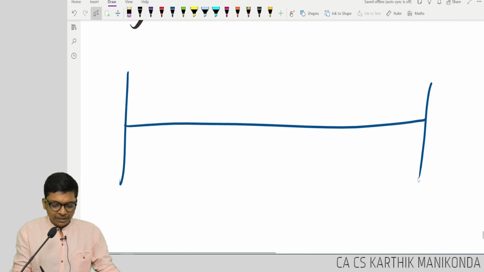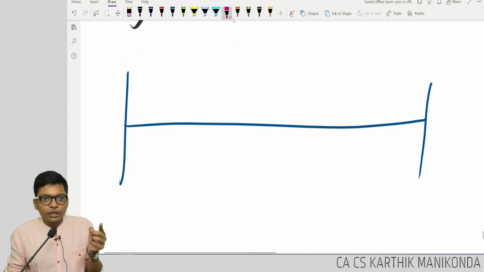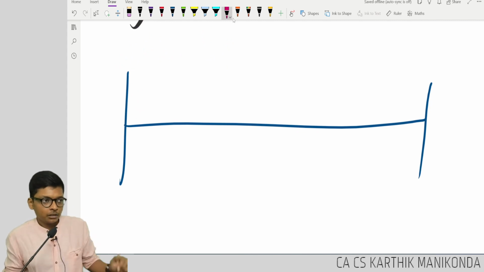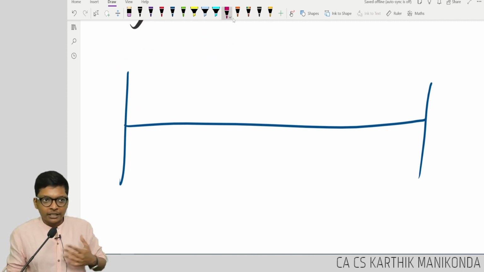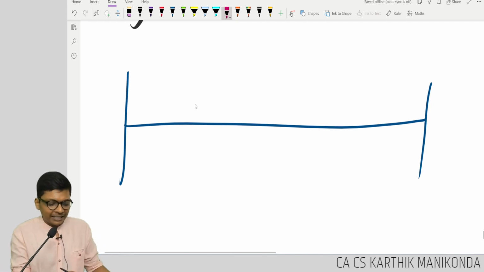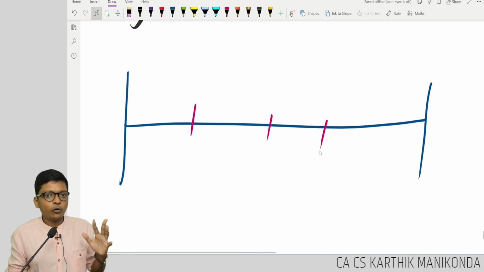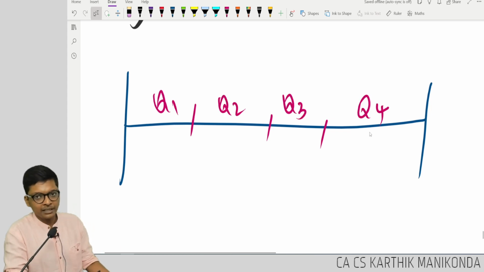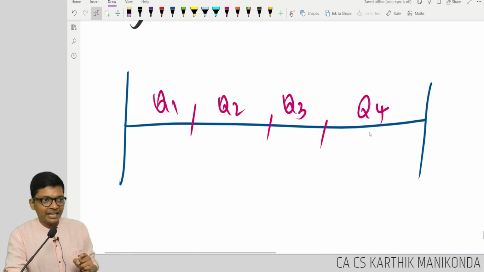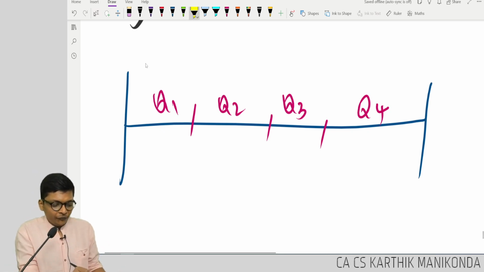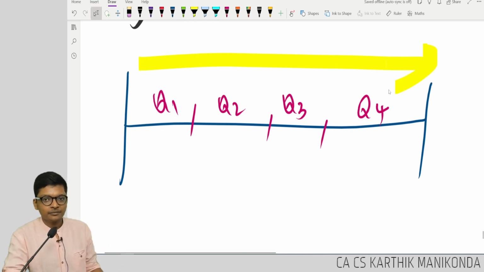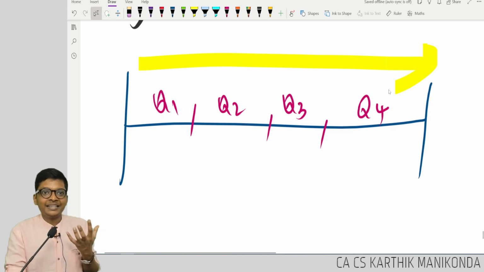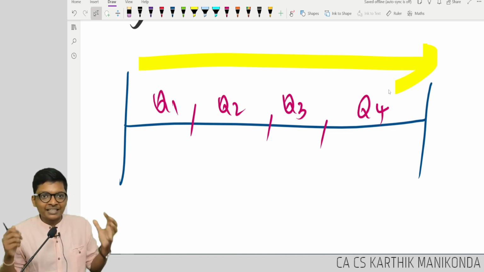Let's put a timeline. Follow, guys. Interim dividend is declared during the year. So I am going to break down the year into quarters. How many quarters are there in a year? 4 quarters. Q1, Q2, Q3, Q4. Correct? Because final dividend is declared after the year gets over. Then I can know whether current year profit is there or not. I know once the year is over.